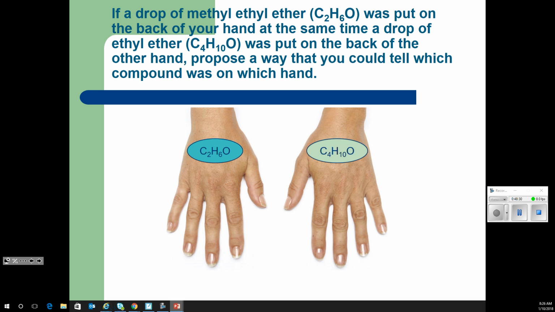Left. So the left hand, right? It's going to feel cooler because it has a lighter, smaller molecular mass. And you can do that with any compound. We actually do that in 1120, where we get to a lab where you're finding out the temperature of different alcohols as they evaporate from thermometers.